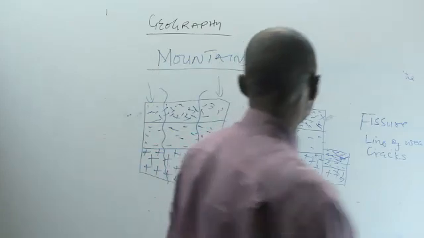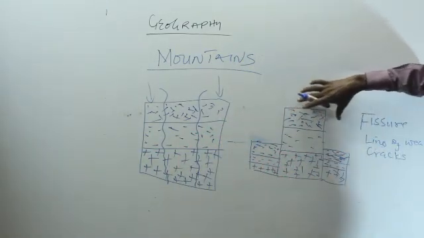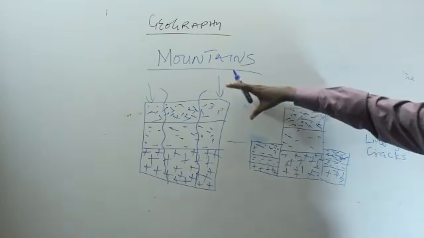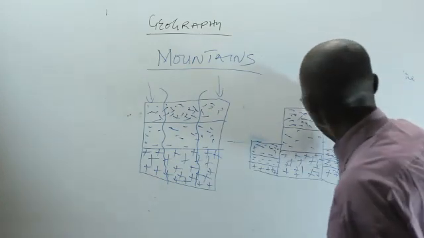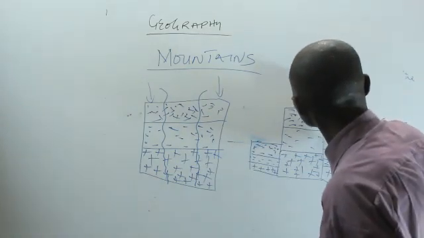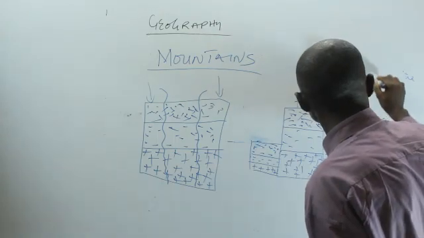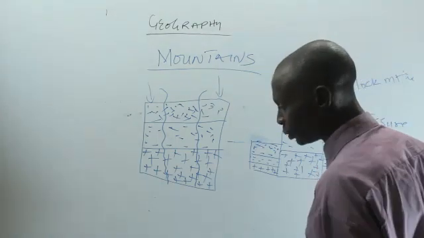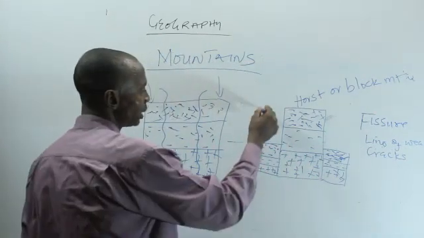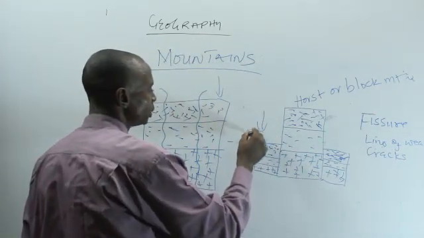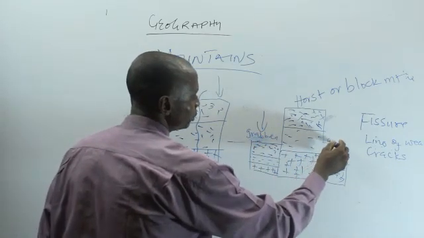Now, this one that stands as a result of the coming down of this is what we call host, or what? Block mountain. Why this one that falls down? We call it graben.